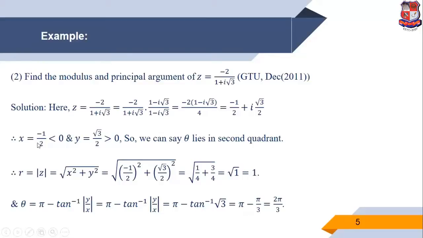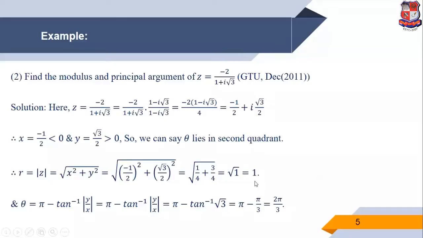Now we find the modulus. Then r is equal to mod of z, which we know is the square root of x squared plus y squared. So the square root of (−1/2) squared plus (root 3/2) squared. Then this is equal to 1/4 plus 3/4. Then we get 3 plus 1, here the base is the same, so 4 by 4 is 1. Root 1 is 1. So r is 1.